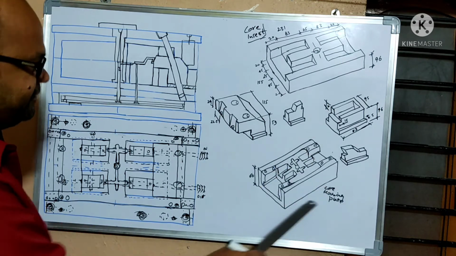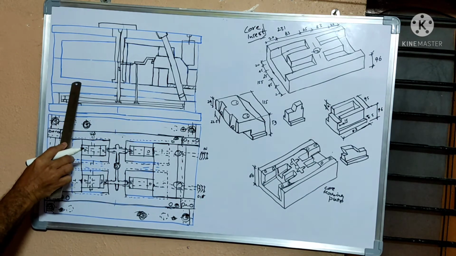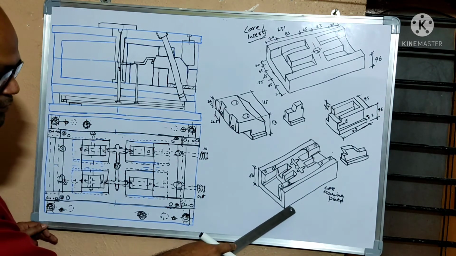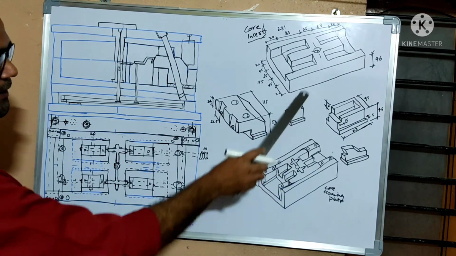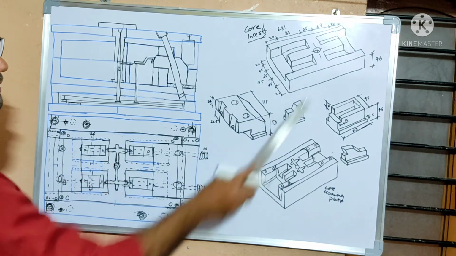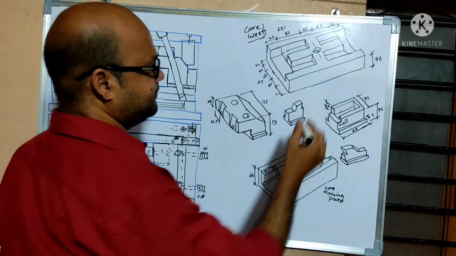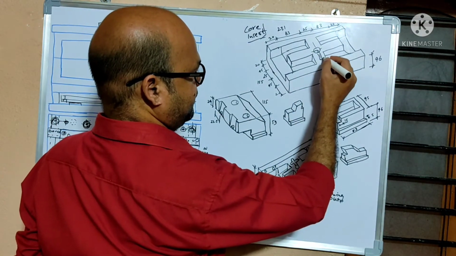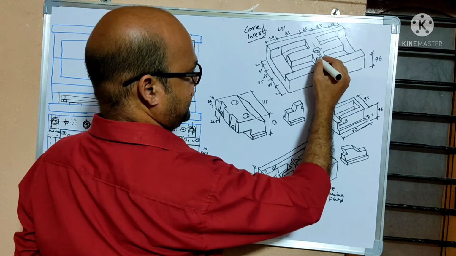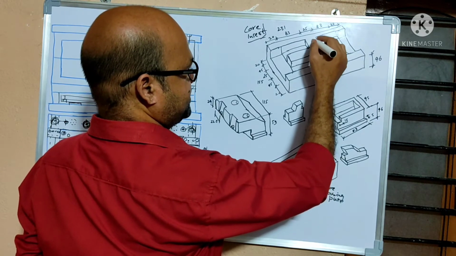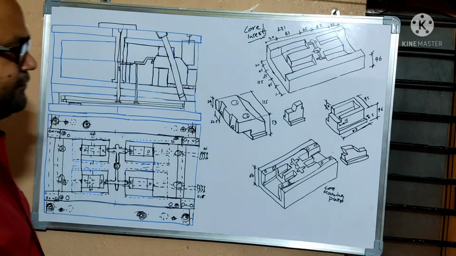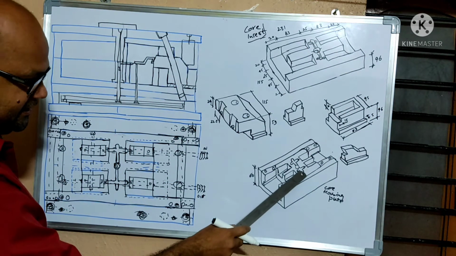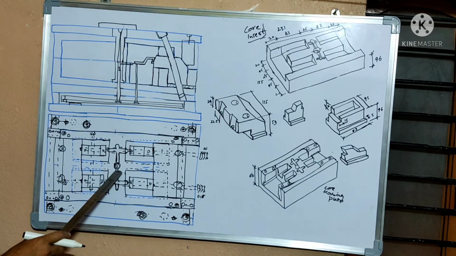In this core housing plate, you are observing this one, the core insert. And along this, I had machined the runner here. You are observing this runner, and then this runner. I am showing this runner.